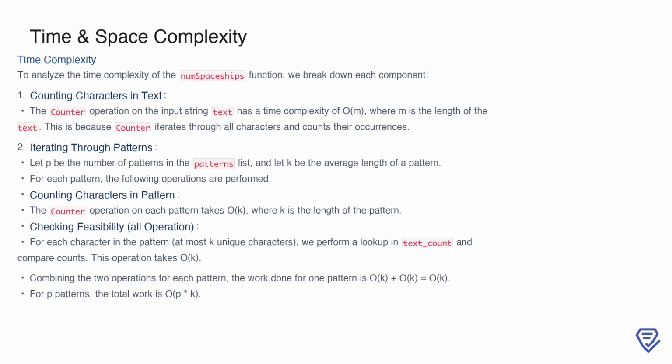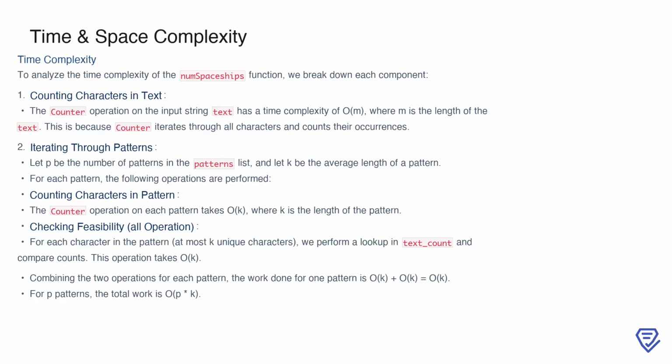Next, we consider iterating through the list of patterns. If there are P patterns and the average length of a pattern is K, we perform 2 main operations for each pattern. The first is counting characters in the pattern itself using counter, which takes O(K) time, as it depends on the length of the pattern.